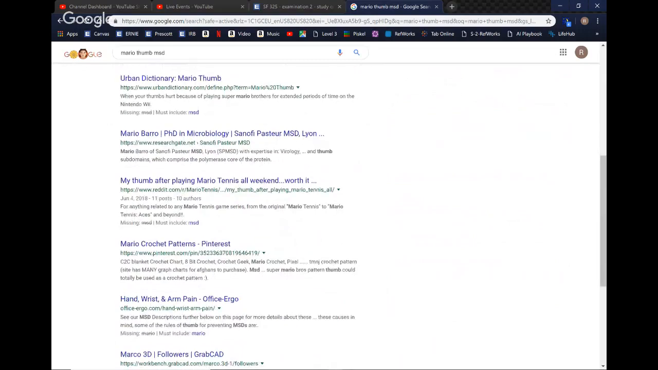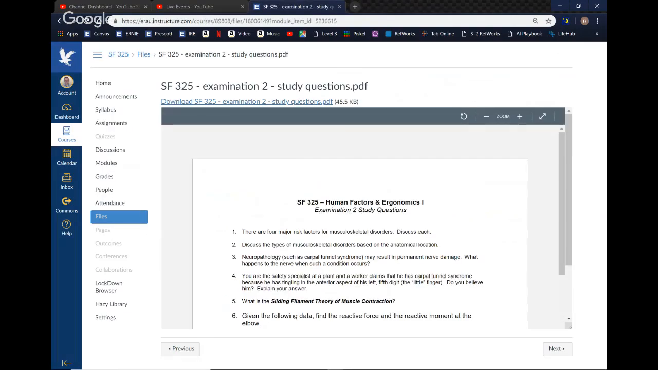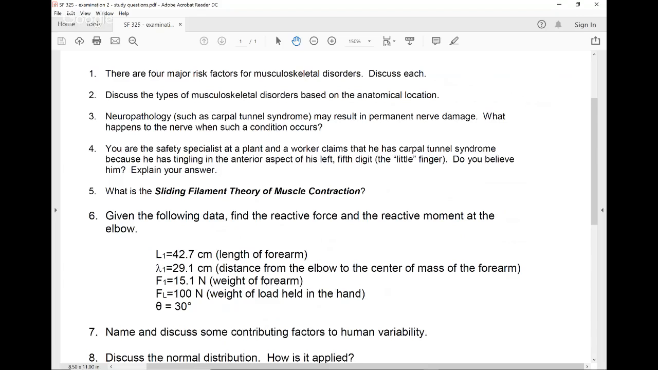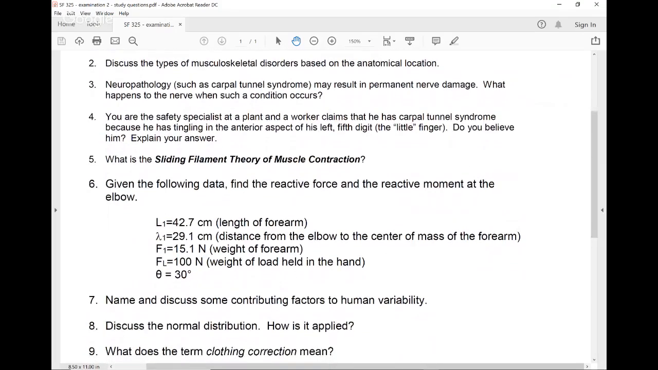Oh, I think you're right. Mario thumb is something else. Trigger finger. So you're right. I get some of the terms mixed up, but I think it's kind of funny that it's called Mario thumb. I think that's from back in the day, my generation of video games when I was a kid, kids playing Mario too long.